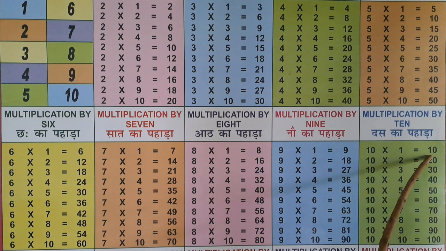Ten ones are 10. Ten twos are 20. Ten threes are 30. Ten fours are 40. Ten fives are 50.